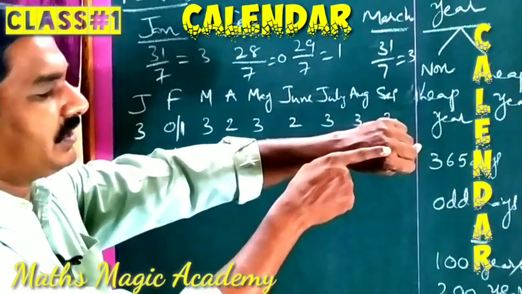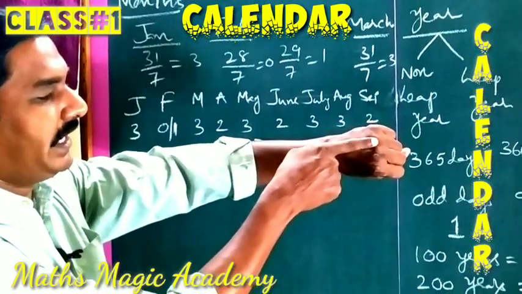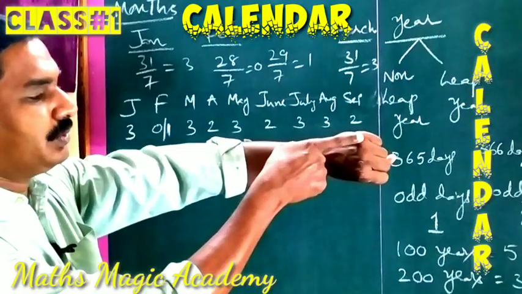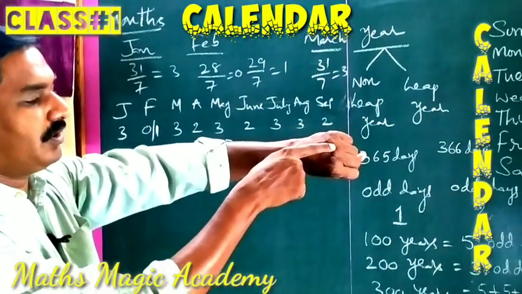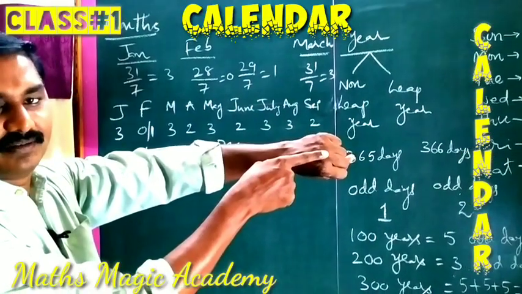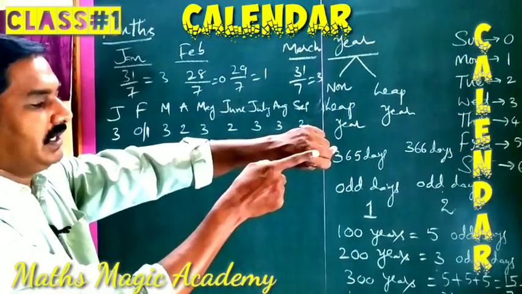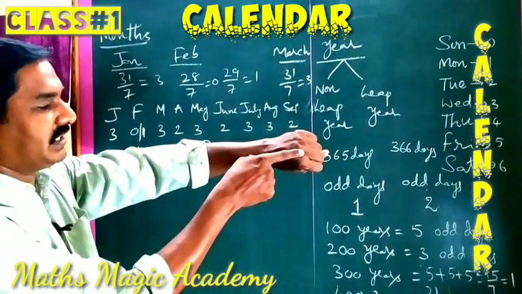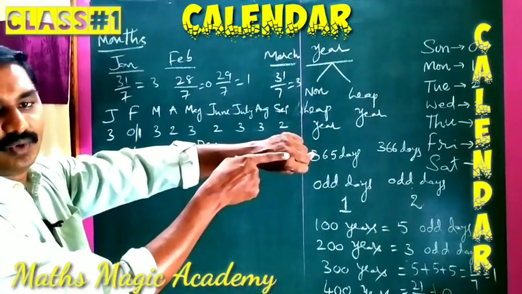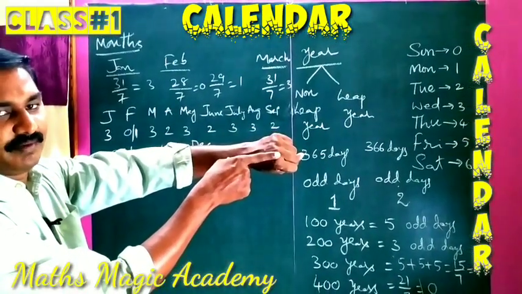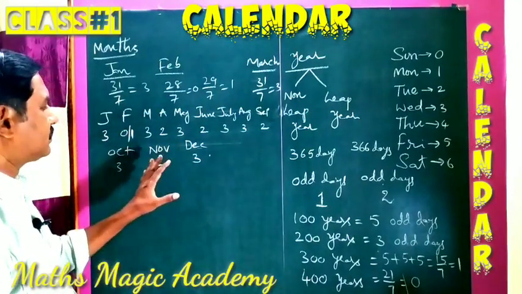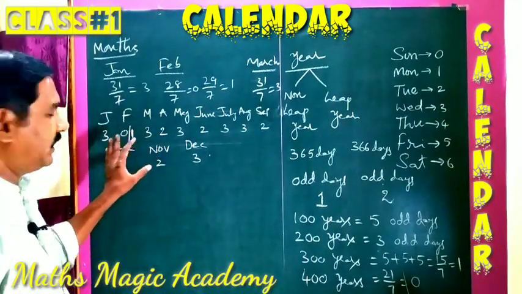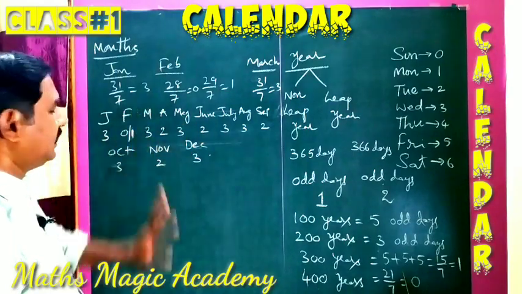side and down side February, March, April, May, June, July, August, September, October, November, December. So which is giving top, that is a 3, and which is giving down, that is 2, except the February month. The February month will be 0 or 1. So based on that also we can find the odd number of days in a month.